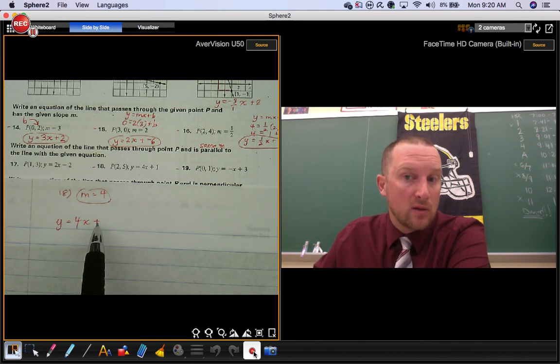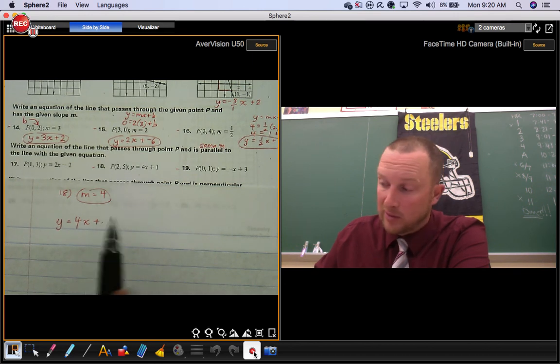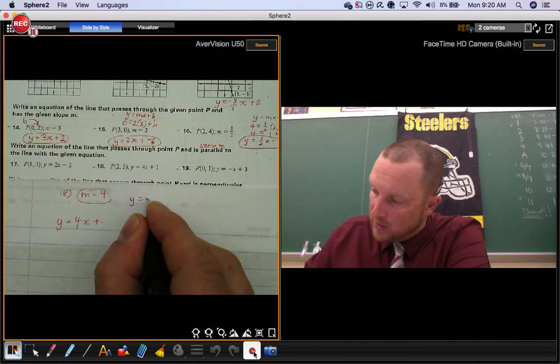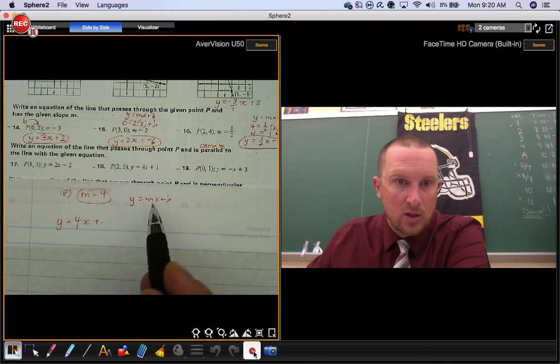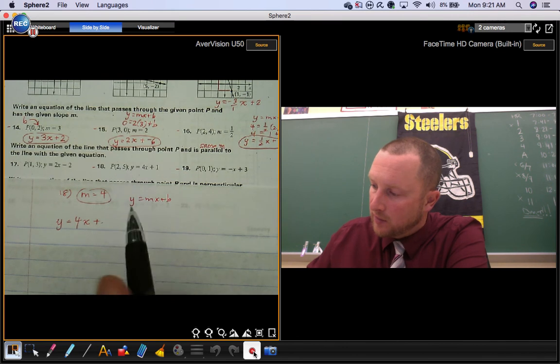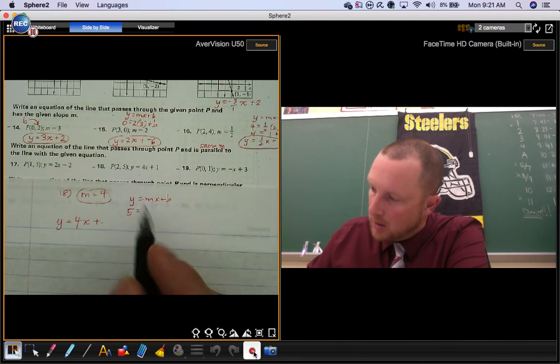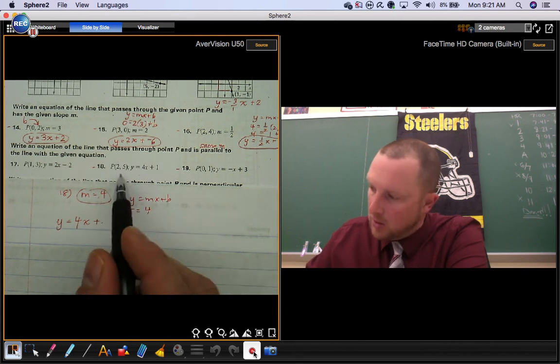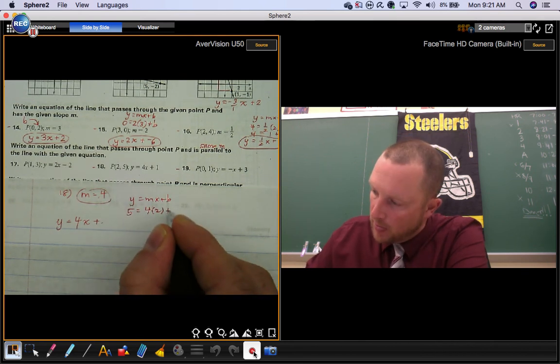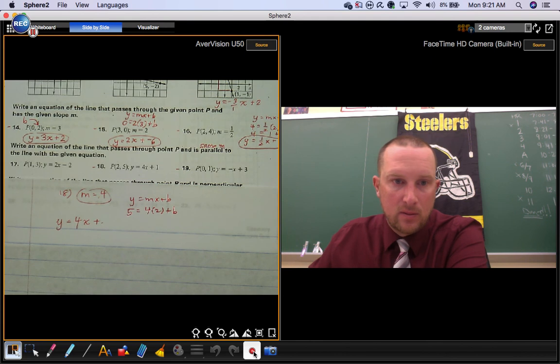Okay, now where does it cross the y-axis? That's the challenge. We don't know, but we can figure it out, and I know it sounds difficult, but it's actually really easy. You write down y equals mx plus b, and you're going to plug in the things that you know. You know 3 of the 4 things that you have. You know your y value is 5. You know your m value is 4. That's your slope. Your x is 2. The b is the unknown.